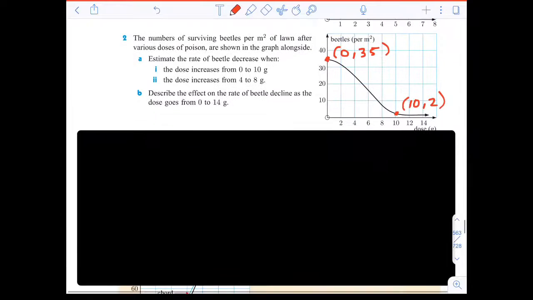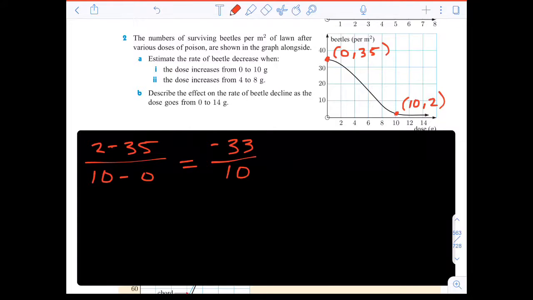So what I'm going to do is find my slope, my rate of change between these. So when I subtract my y's, 2 take away 35, divide that by 10 take away 0, we'll end up with negative 33 over 10, which is negative 3.3 beetles per gram. So for every gram that the poison increases, we lose 3.3 beetles in the grass because they're no longer there anymore. So that's the first part.